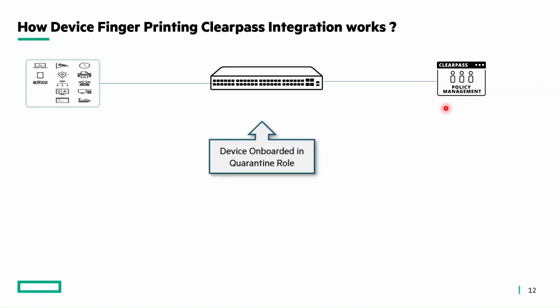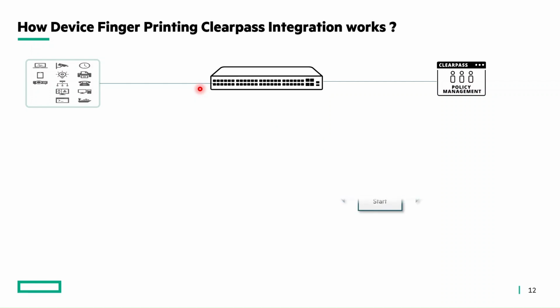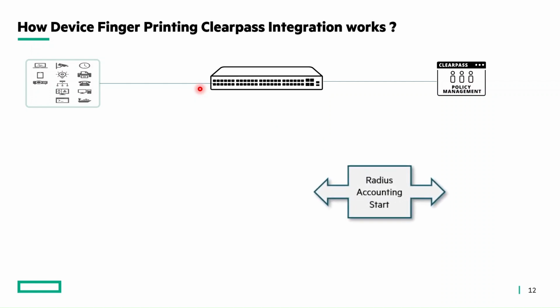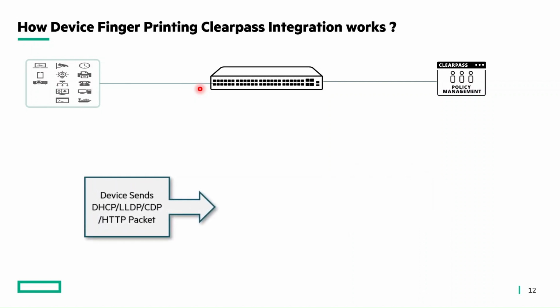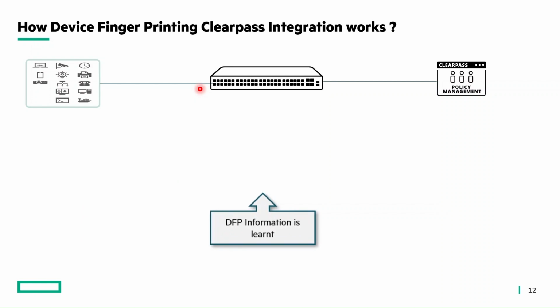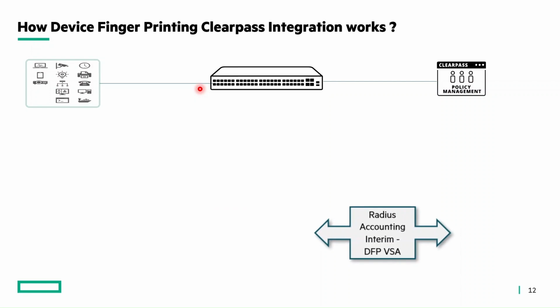Now in the quarantine role, the device connected port is opened with minimal access as per the role configuration. And to account the client authentication, we will send a RADIUS accounting start message to ClearPass. So after that, when we receive any LLDP, CDP, DHCP or HTTP packet from the end client, we will use it for building the DFP details. Then this learned DFP data will be sent to the ClearPass in a RADIUS accounting interim packet immediately in the form of a DFP VSA.